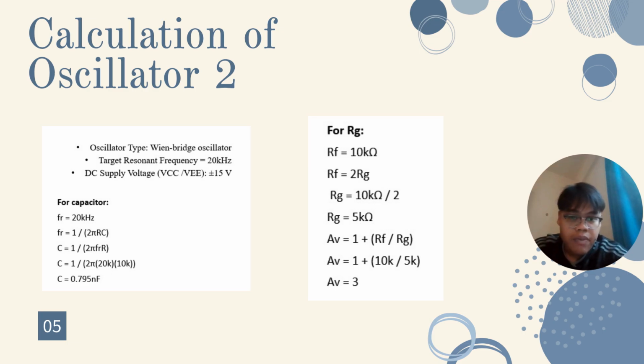For Rg, Rf equals 10 kilo-ohm, and Rf is 2 Rg. Rg is 10 kilo-ohm divided by 2, and Rg equals 5 kilo-ohm. For Av, it is 1 plus Rf divided by Rg. So Av is 1 plus 10 kilo-ohm divided by 5 kilo-ohm. So the result of Av is 3.